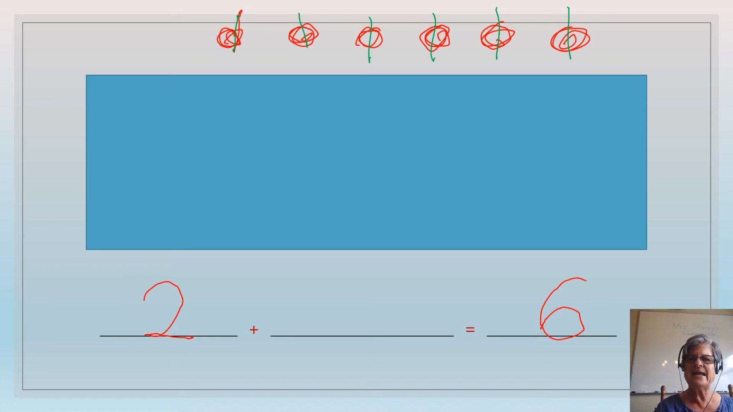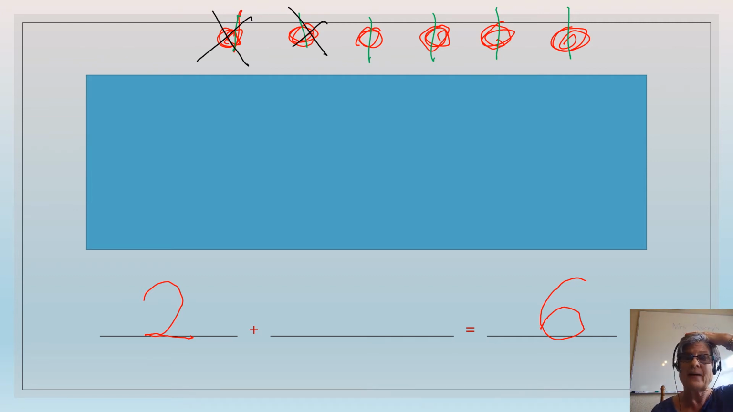See how 6 was my answer, my last number? So I drew 6 circles, and I counted them to make sure I had 6. Now it says I already have 2 of them, so I'm going to put an X on 2 of them. So I know 2 plus what equals 6. I crossed out 2. Now, do you see I have some circles left over? That's how many more make 6.